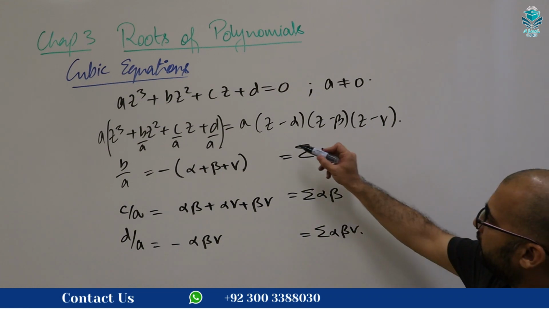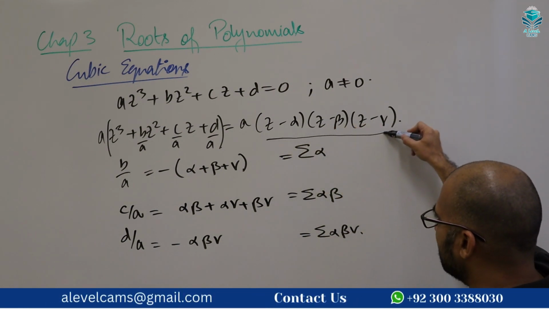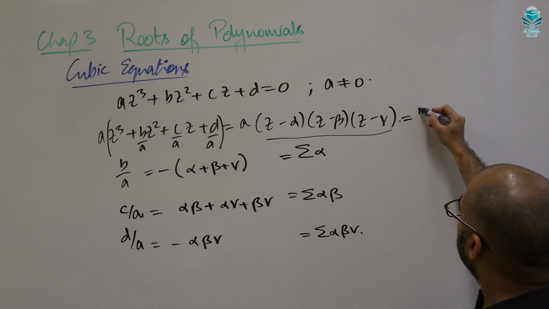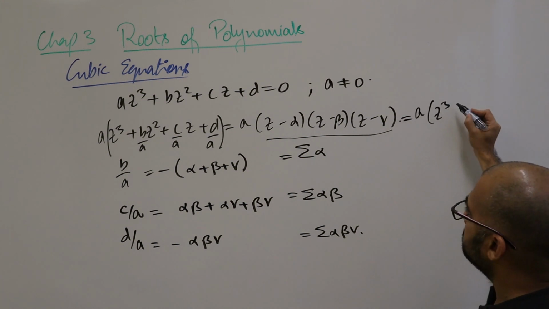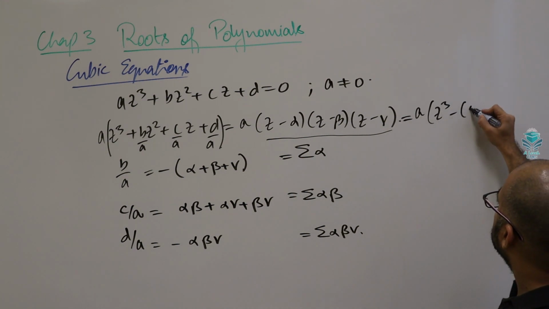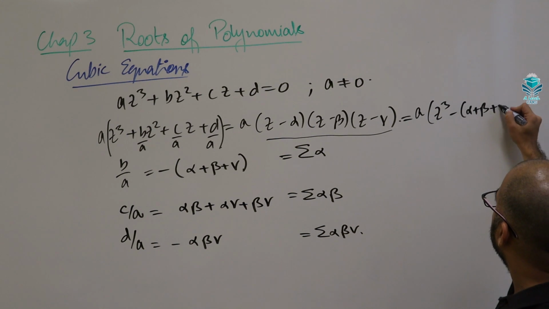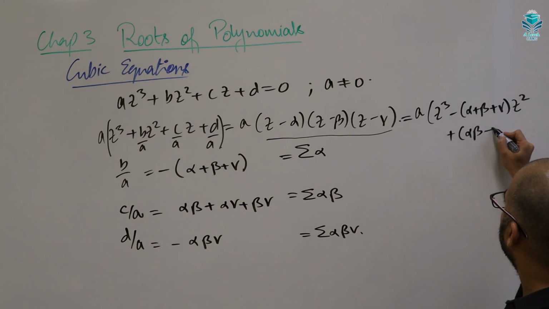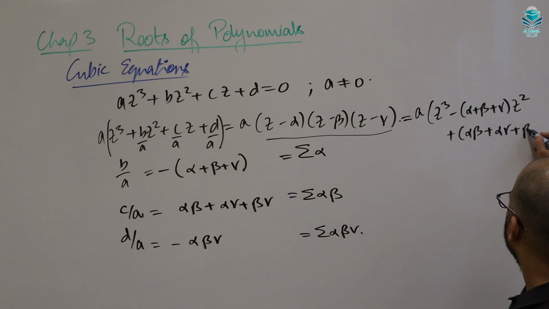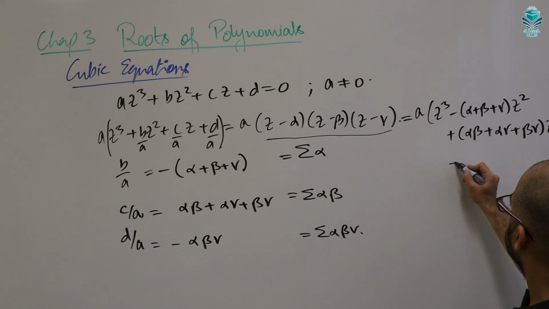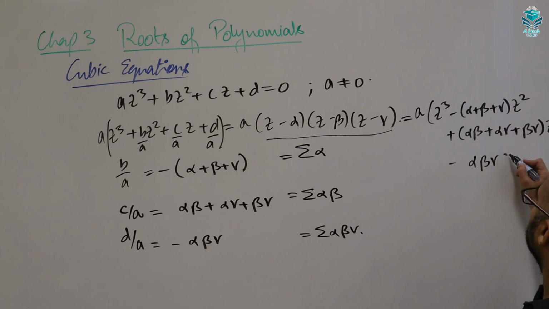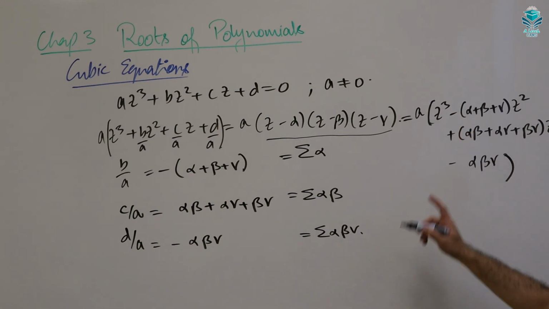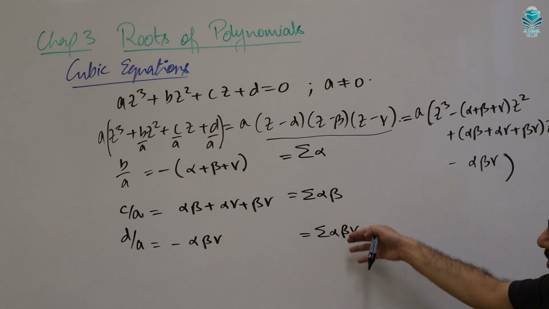So students, when we multiply these three factors, you will get the form a times z cube minus alpha plus beta plus gamma z square plus alpha beta plus alpha gamma z. This one you will find the product in this form, and when we compare you will get this one.